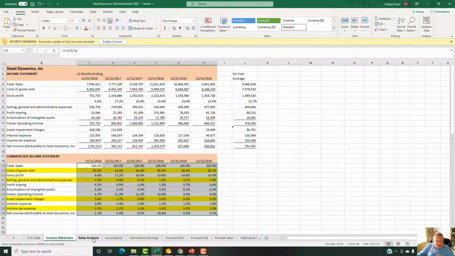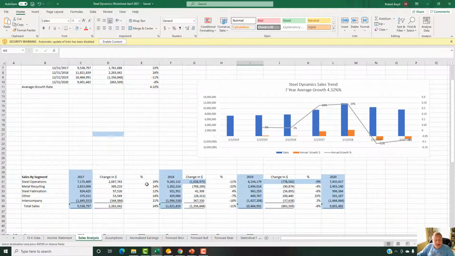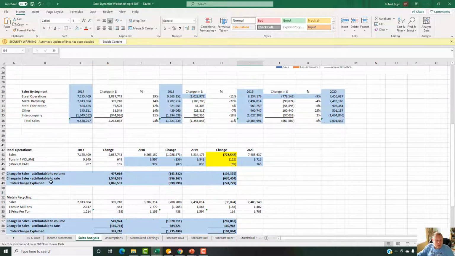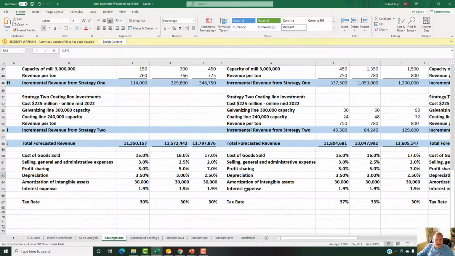I then reviewed my sales analysis, and I checked to make sure I had it all right so that I know what the business segment is. Then I further broke it down into a rate volume. So then I move into my assumptions.